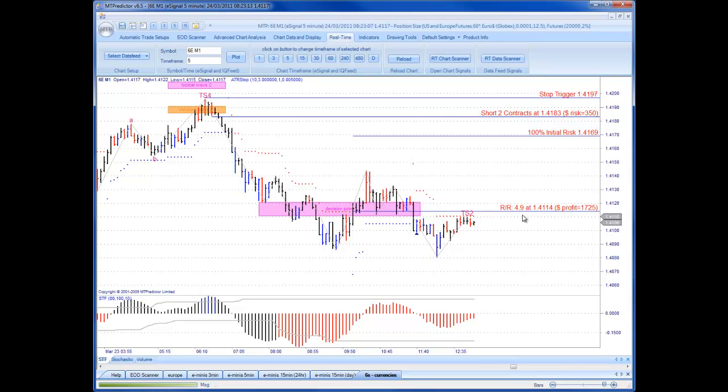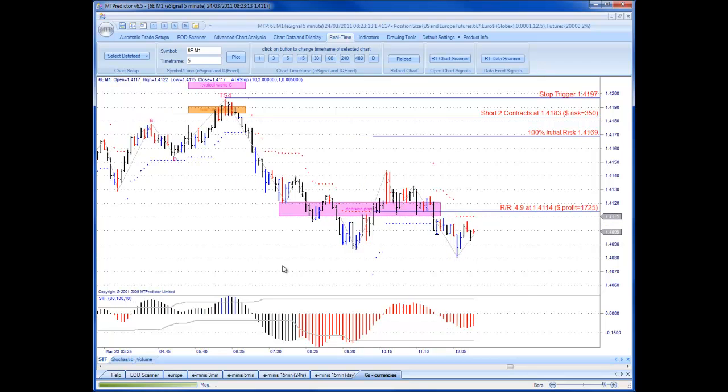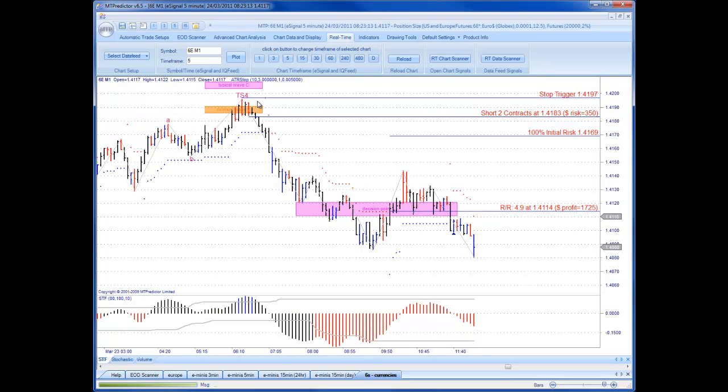So anyway, that's the key to successful trading, having trade strategies that when they go right, they make profits that are far greater than the losses when they go wrong. In other words, small losses and big profits. That's the key to successful trading, and that's what MT Predictor is designed to do.